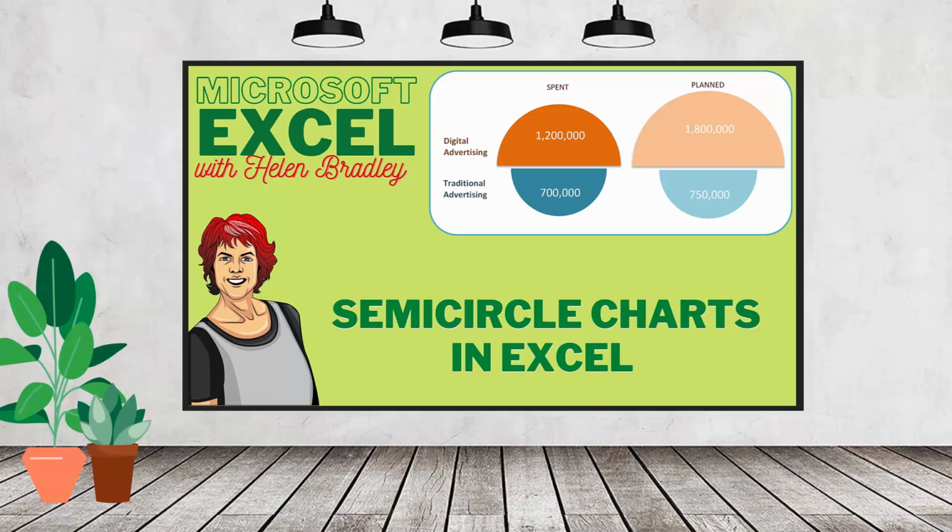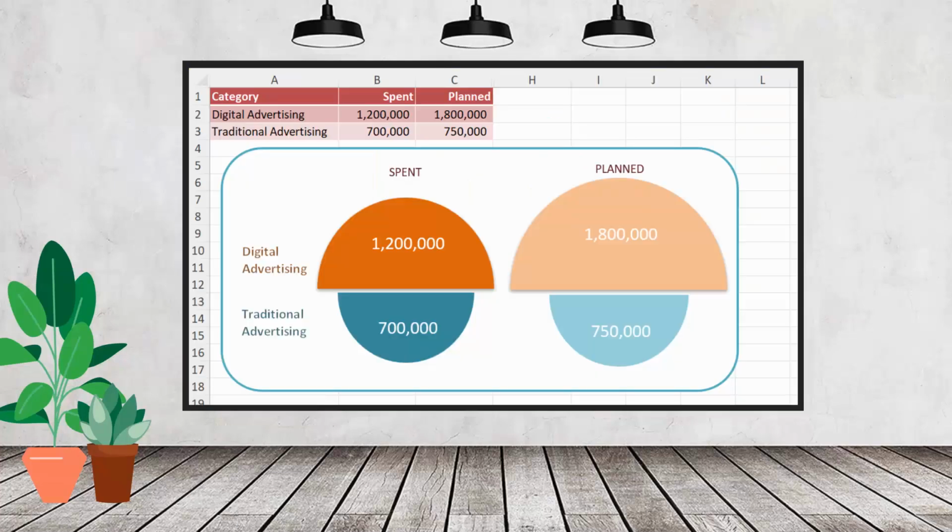Today we're going to create a half circle chart like this one in Microsoft Excel. Now there are a lot of steps involved in doing this, but it is fairly straightforward once you know how. One of the things to be aware of is that this chart is not dynamic, so if you need to make changes to it, then you will need to make changes to the size of the semicircles manually.